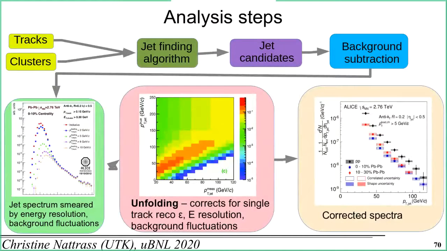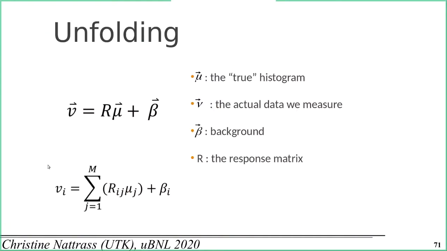So here is a one-page slide summarizing what the analysis steps are for a reconstructed jet measurement. You start out with your tracks and clusters and whatever quality cuts you put on those. You throw this into a jet finding algorithm. You get jet candidates. You do your background subtraction. This gives you a raw jet spectrum. And here I just used the ALICE spectrum after you've applied a constituent cut.